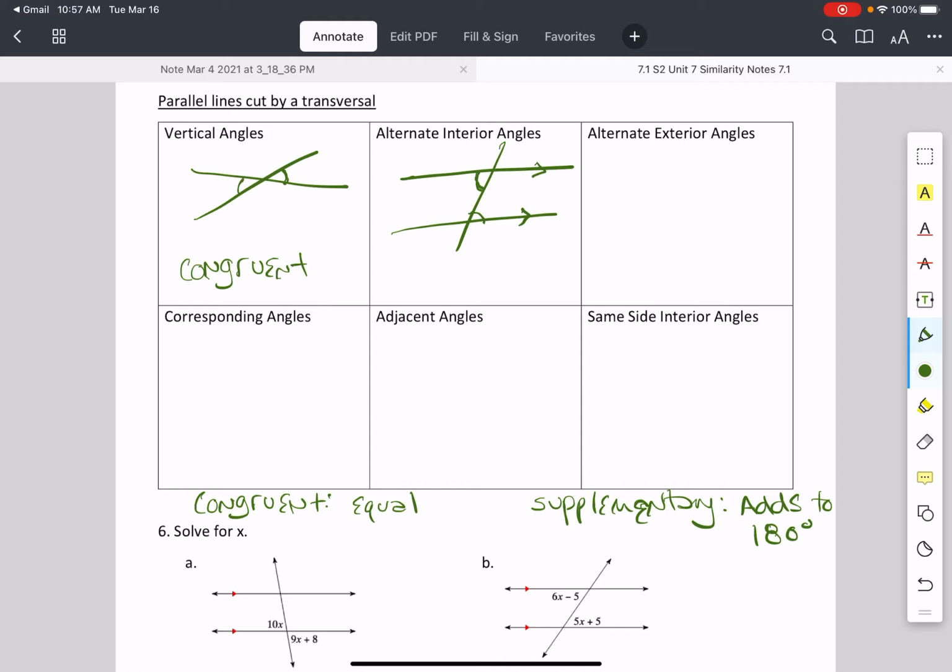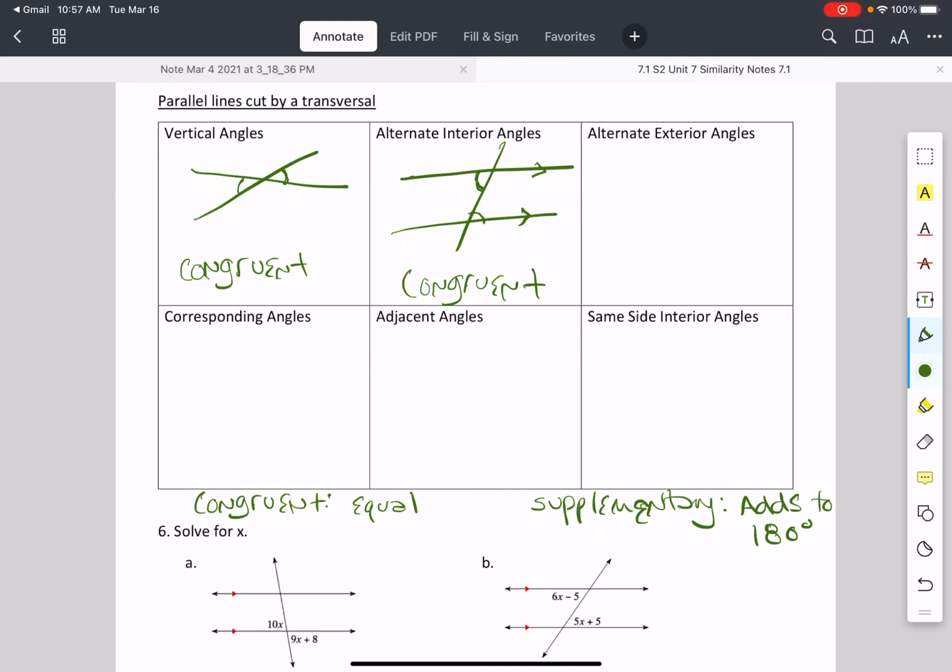What do you guys think? Are those going to be congruent or supplementary? They're congruent. Good guess, though. They're the same. Nope. Questions? Do you guys remember doing this before?